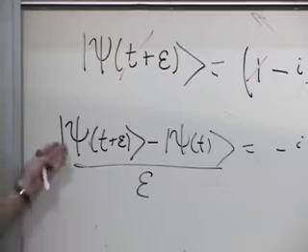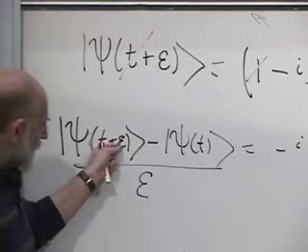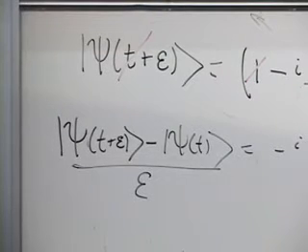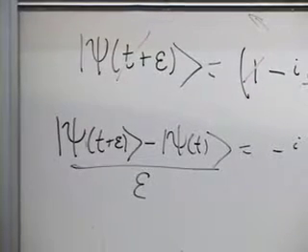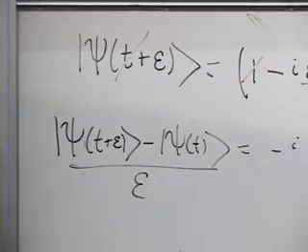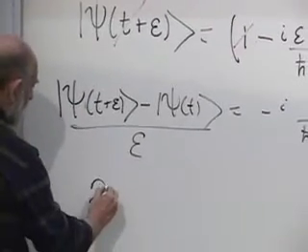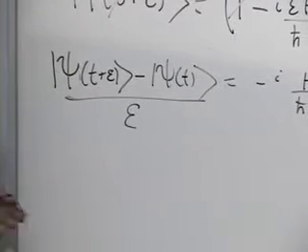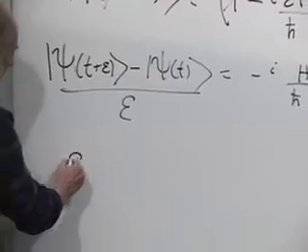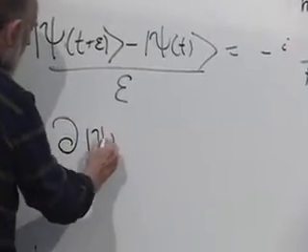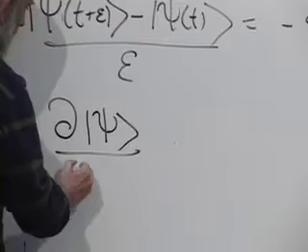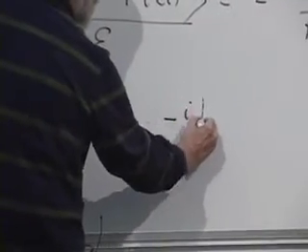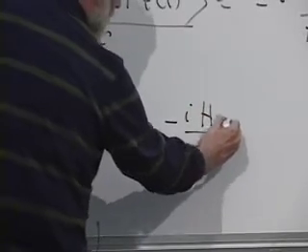I'm simply using the formula that a derivative is the difference divided by the small change in the argument of the function, in the limit that the small change goes to 0. This is just the derivative. I'll write it as a partial derivative, just to indicate that I'm only changing time, nothing else in the problem. The derivative of psi with respect to time is equal to minus i H over h bar times psi.